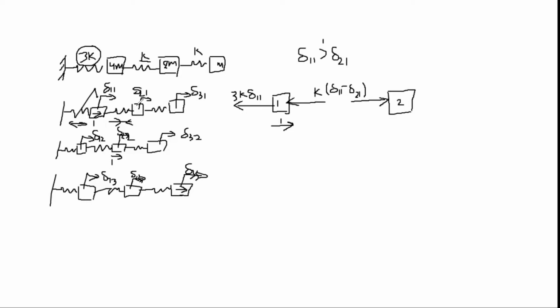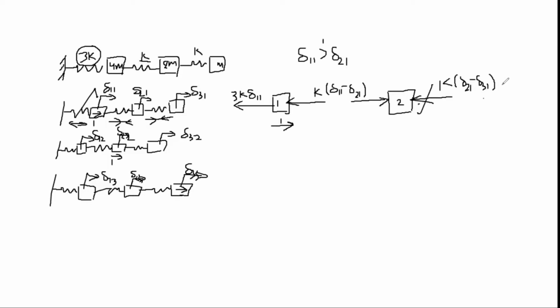Okay, now there is a spring between these two masses. So assuming that delta 21 is greater than delta 31, this spring would again undergo compression, since this deflection is more than this deflection. So the compression would be delta 21 minus delta 31. So it is going to exert a force here, that is K times delta 21 minus delta 31.